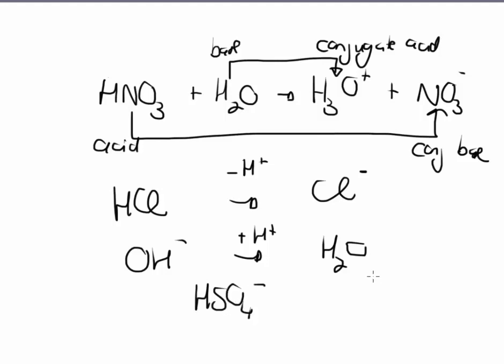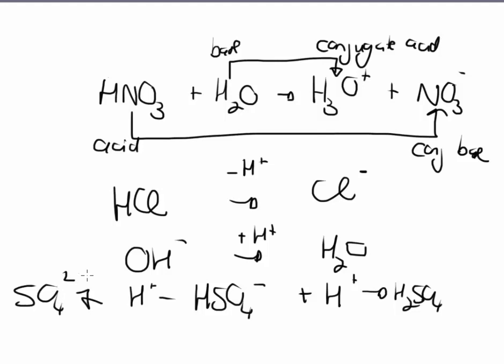Okay. If you have HSO4-, if it accepts a hydrogen, it becomes H2SO4, which means that this one is my base and this is my conjugate acid. If it loses a hydrogen and forms SO4 2-, we know that this was my acid and this is my conjugate base. But it is possible to lose more than one hydrogen, especially with sulfuric acid and phosphoric acid.